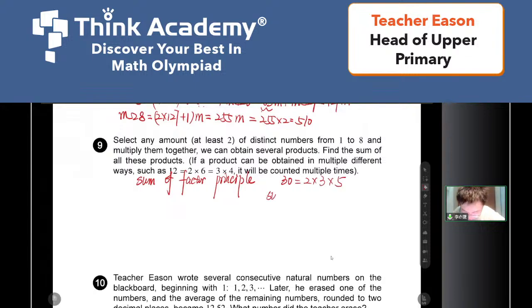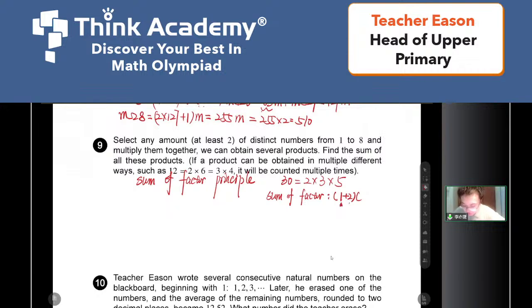So the sum of factors of 30 can be calculated as follows. For each prime factor, it can either be used or not used when forming its factor. So the two choices give 1 plus 2. So if 2, right? If we don't use 2, then we use 1 to replace it.